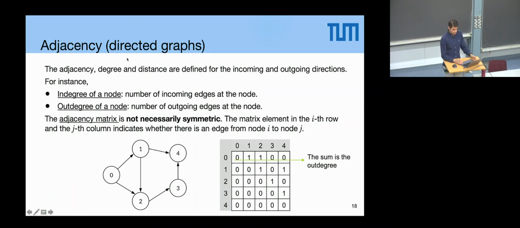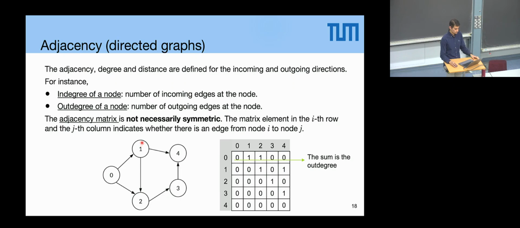And now let's consider directed graphs. So the definitions are the same as before. We just need to take into account if we are in the outgoing direction or in the incoming direction. For instance, 4 has as incoming adjacent nodes 1 and 3, but it doesn't have any outgoing edge. We see there is no edge going out. It doesn't have any outgoing adjacent nodes, whereas node 0 has 2 outgoing adjacent nodes.